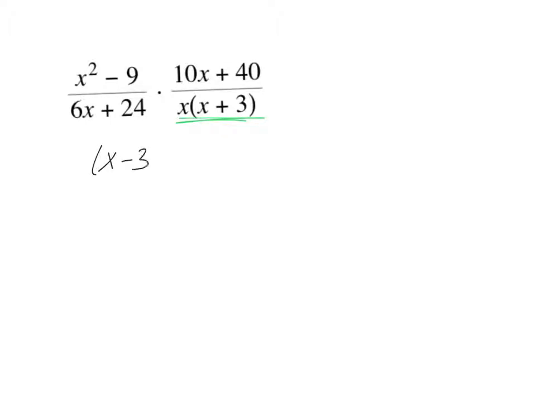x minus 3, x plus 3. And that's called difference of squares, and you need to know how to do it, and you need to recognize that that's what you're dealing with. So if you have x squared minus a number, that's probably what it is. It's probably difference of squares.